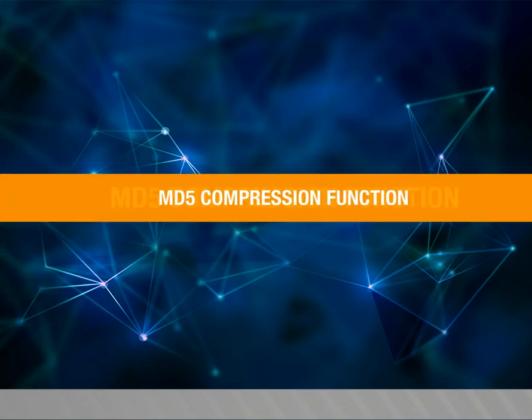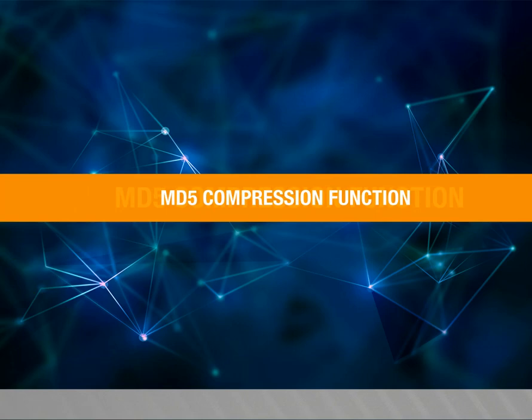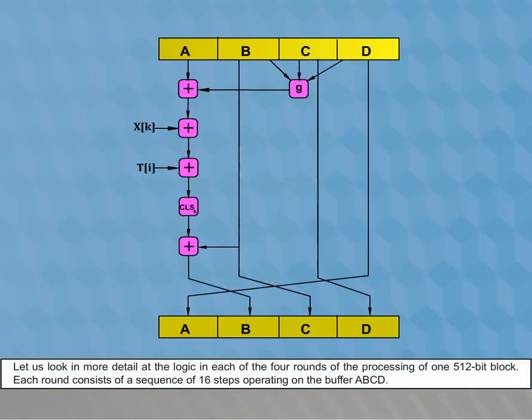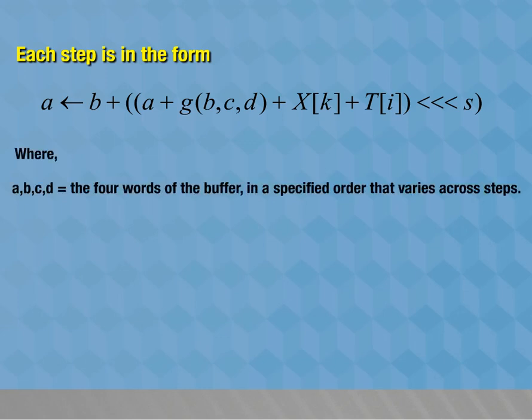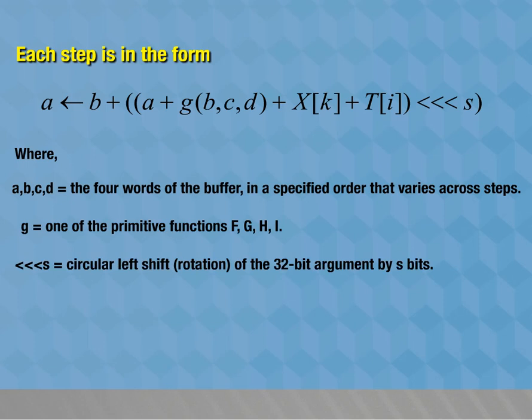MD5 compression function. In this video, we are going to see about MD5 compression function. Let us look in more detail at the logic in each of the 4 rounds of the processing of one 512-bit block. Each round consists of a sequence of 16 steps operating on the buffer A, B, C, D. Each step is of the form A is equal to B plus, A plus g of B, C, D plus X of k plus T of i, circular left shifted by s, where A, B, C, D are the 4 words of the buffer in a specified order that varies across steps. g is equal to one of the primitive functions F, G, H, I. Left shift by s means circular left shift rotation of the 32-bit argument by s bits.